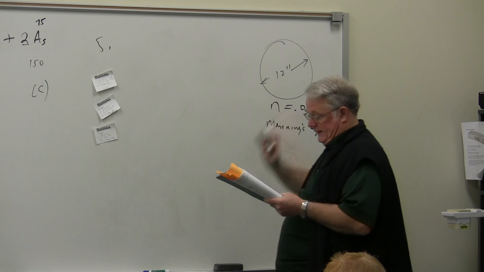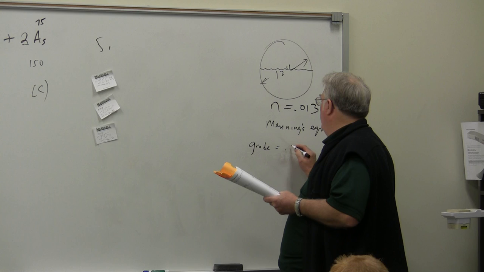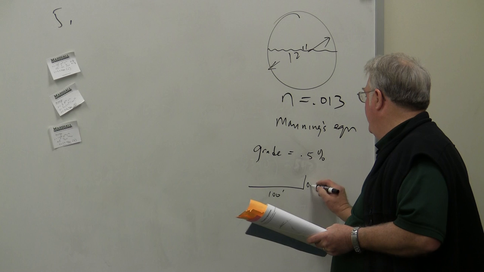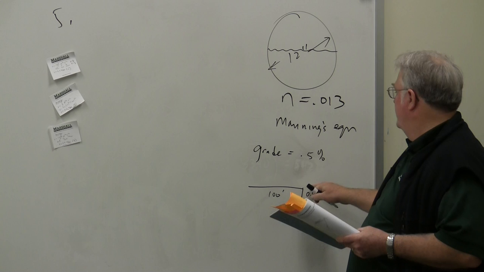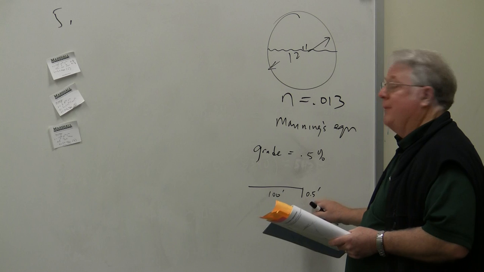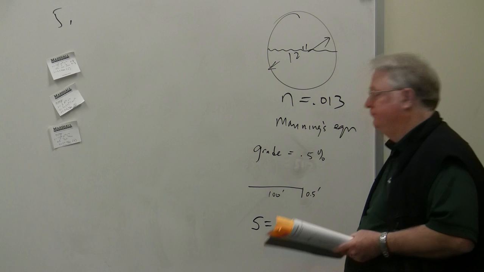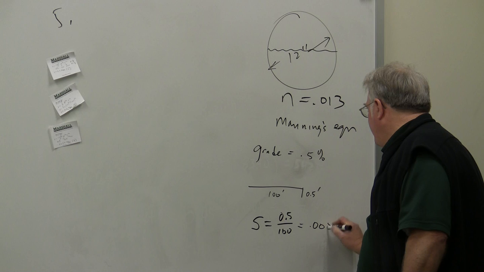Flows half full. It's constructed on a grade of 0.5%. What that means is that in 100 feet, we're dropping half a foot, right? Because I'm showing a rise here, so let me go ahead and put a drop. 0.5 feet. Because if we drop 1 foot in 100, that'd be 1% grade. So we're dropping half a foot. I mean, we got a 0.5% grade. So that means we're dropping a half a foot in 100. Okay? So what's the slope? 0.5 over 100, right? 0.005 is our slope. Okay?